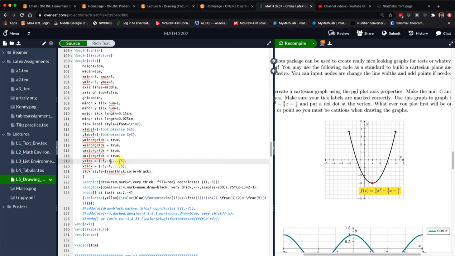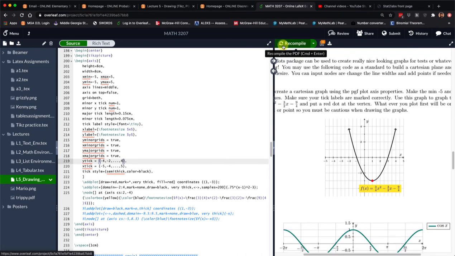If you wanted to skip every other one, then you could literally go -4. We'll just do this with the Y tick. The Y ticks -4, -2, all the way up to 4 like this. And if I recompile that, on the Y-axis we should only see the even numbers marked, which again, not necessary in this case, but it's good to know you can change it however you want.